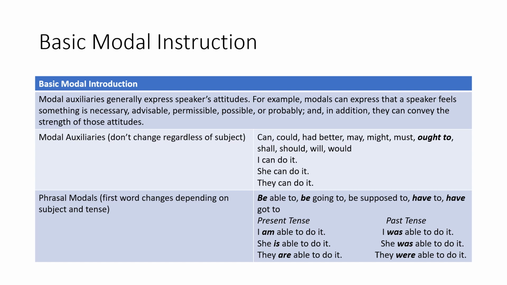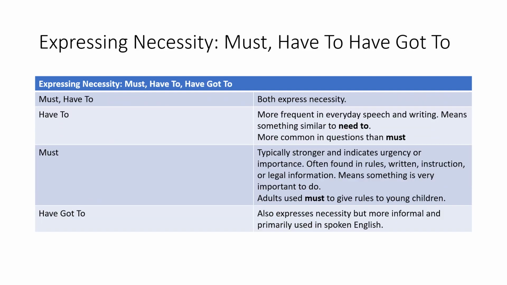We'll notice that all of these ones, like have to, use the infinitive, as opposed to ought to, which is the only auxiliary one that does. In the past tense, it would be I was able to do it, she was able to do it, they were able to do it. Okay, so that's the difference between the two. You're not ever going to be tested on whether this is a phrasal modal or an auxiliary modal, but that's why those ones are put into two different categories.